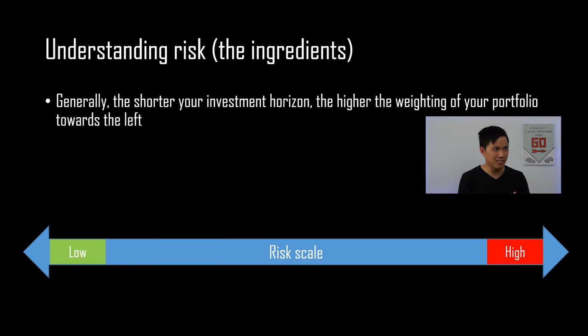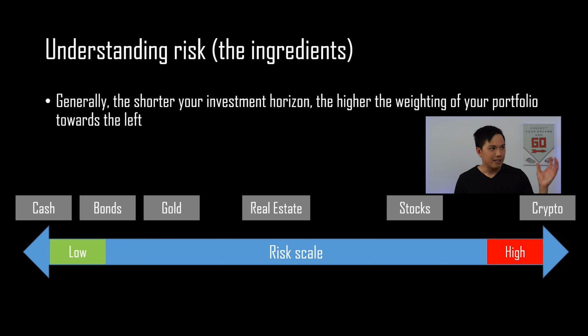Understanding risk. Generally, the shorter your investment horizon, the higher the weighting of your portfolio towards the low risk scale. So in this picture, it's on the left because I have low on the left and high risk is on the right. Now, there are different types of asset classes that are on this risk scale. So cash, bonds, and gold tend to be on the lower risk side of things, but with lower risk comes lower expected returns. You don't expect cash to make double-digit returns annually. They generally don't make any real returns.